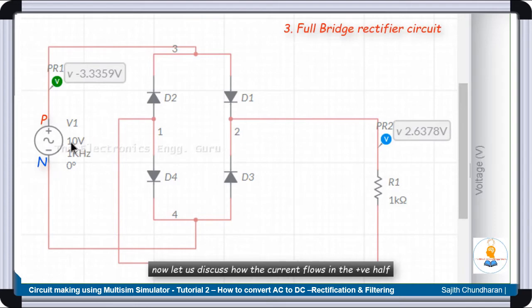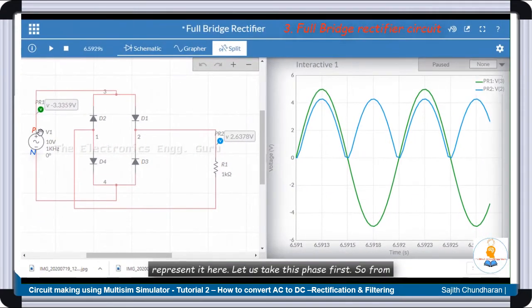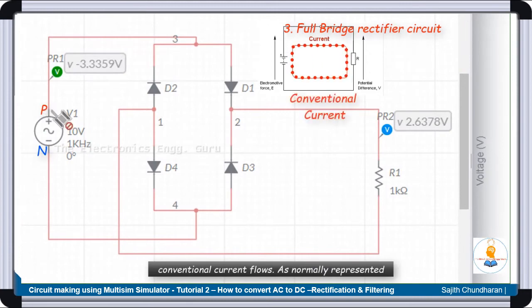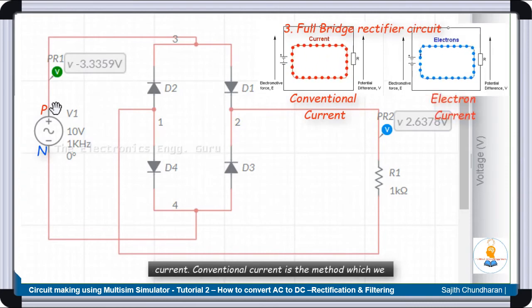And now let us discuss how the current flows in the positive half cycle and also in the negative half cycle. Let me just represent it here. Let us take this phase first. So from here in the positive half cycle, I will show you how the conventional current flows. We can represent it as a conventional current or electron current. Conventional current is the method which we normally use. Electron current is the flow of electrons. It is just the reverse of conventional current. Let us keep it to conventional current and start explaining the flow of conventional current in the circuit.